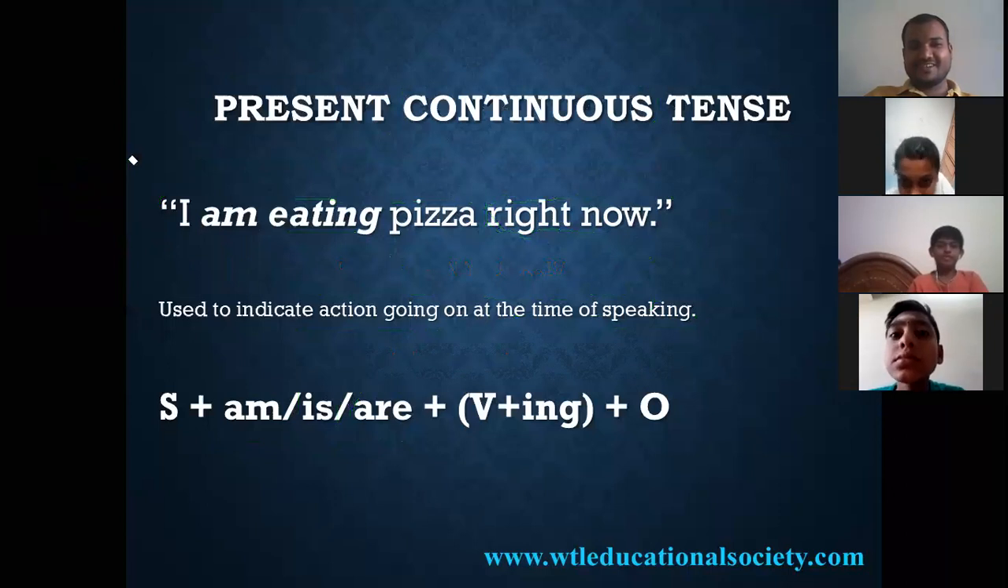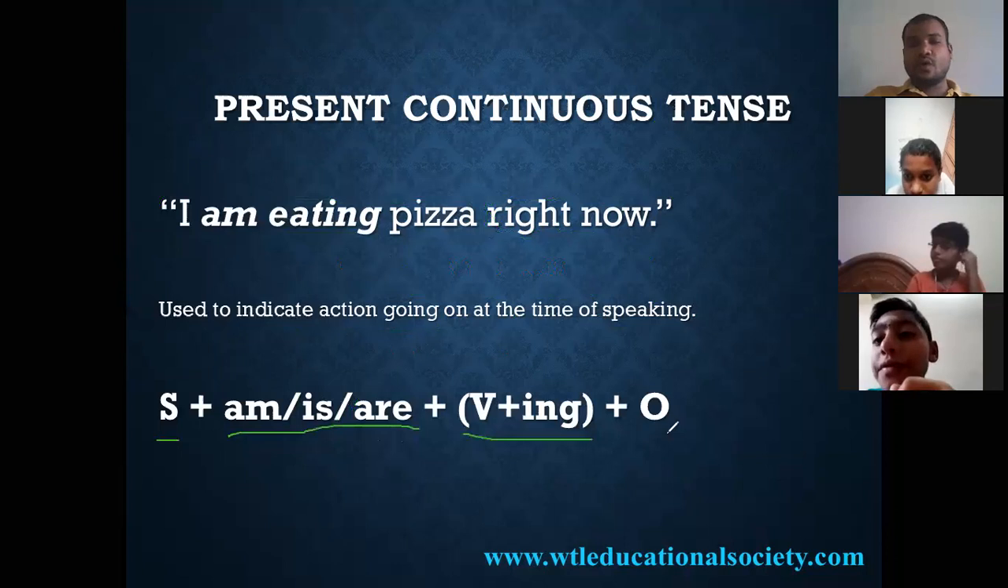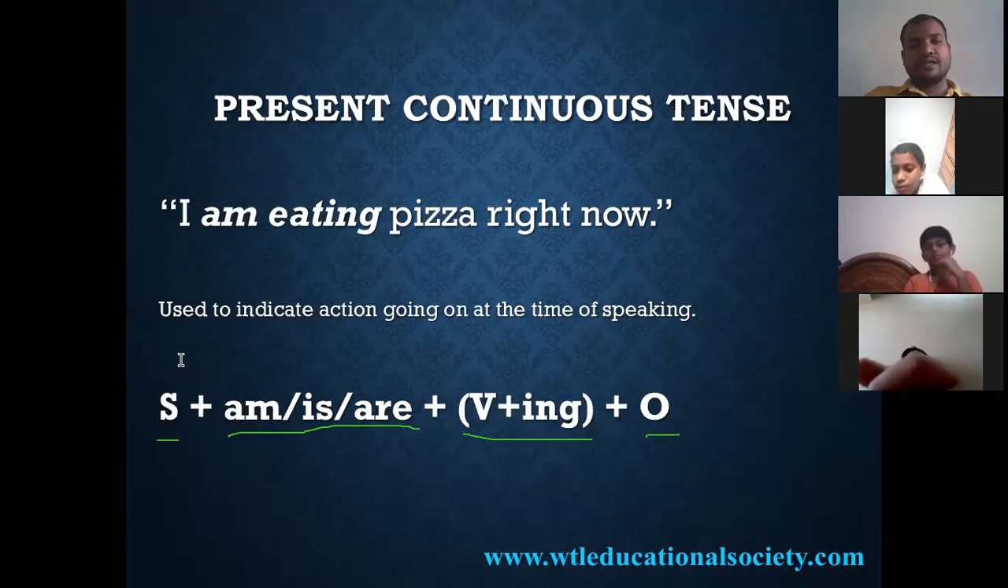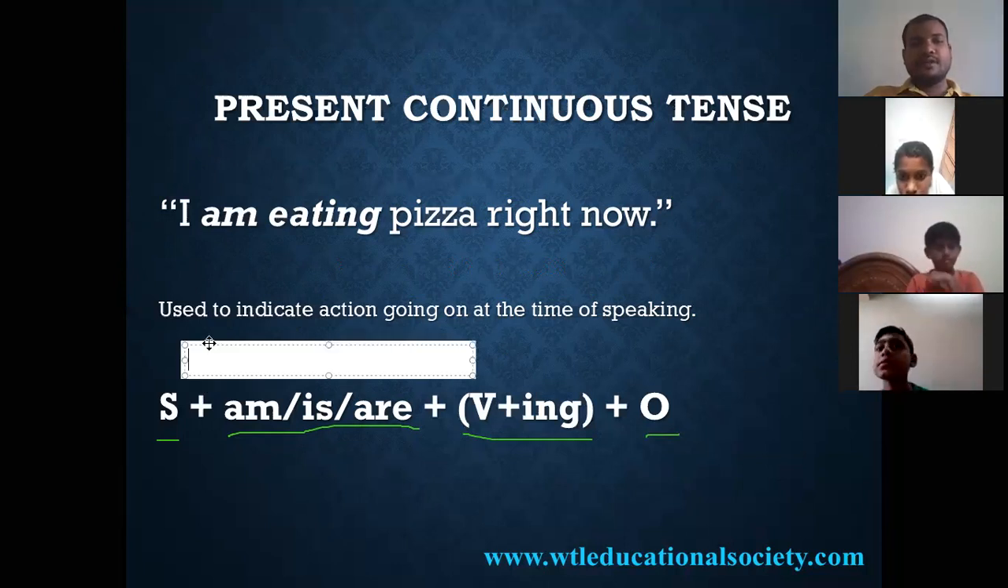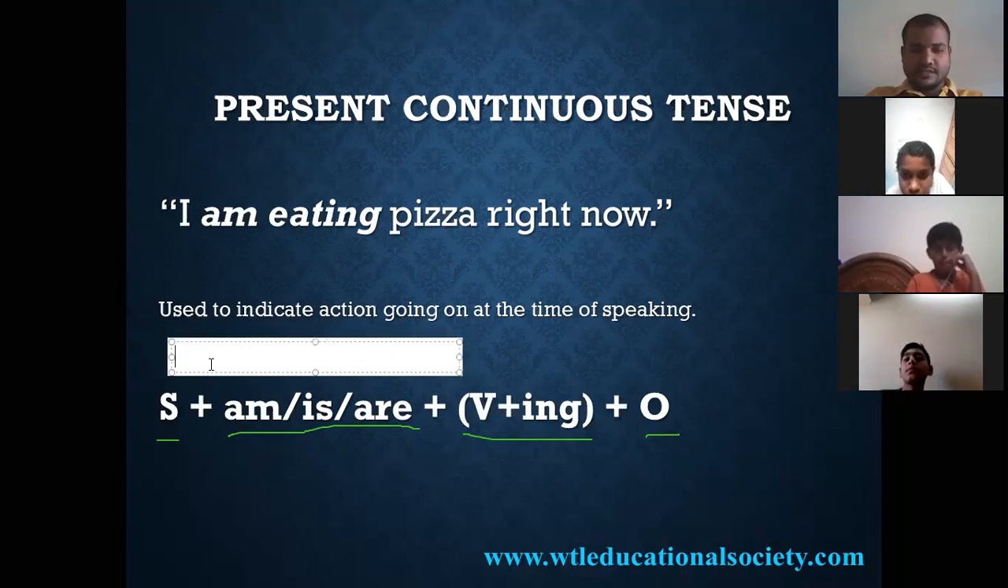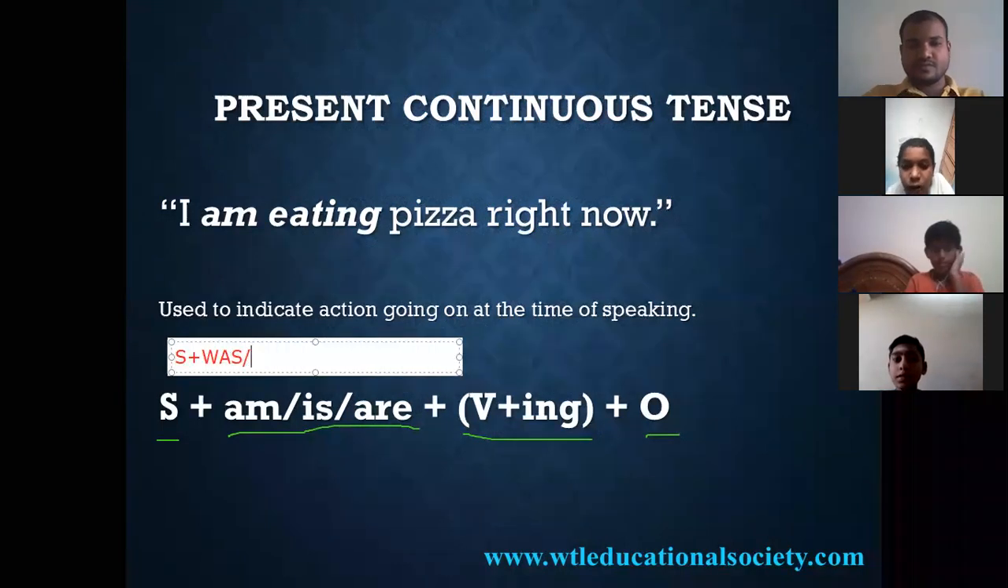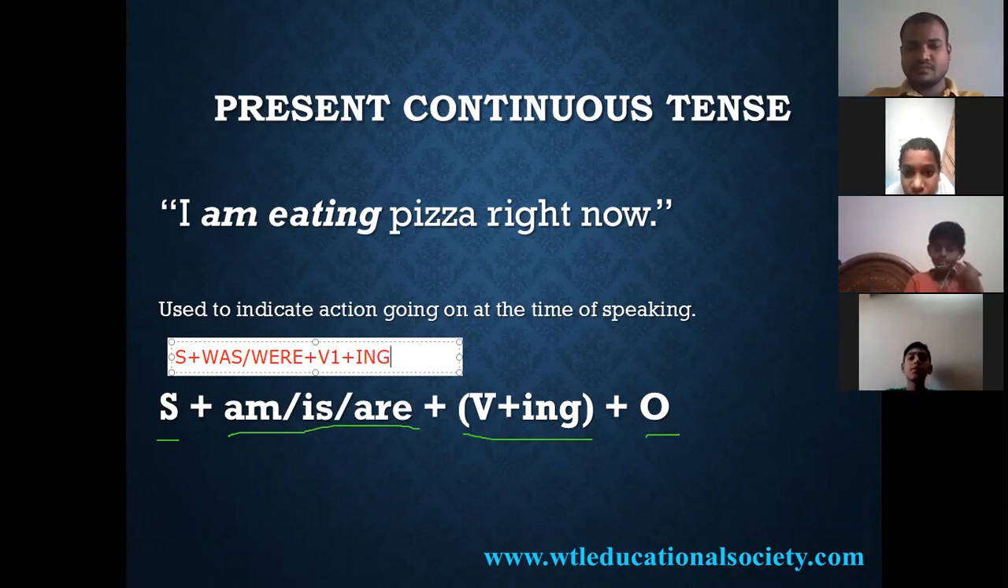Next, future continuous. First, talk about the structure. What is the structure here? Present continuous structure: subject plus am or is plus V1 plus ing plus object. Very good. So what is the structure for past continuous? Subject plus was or were plus V1 plus ing plus object. Very good.